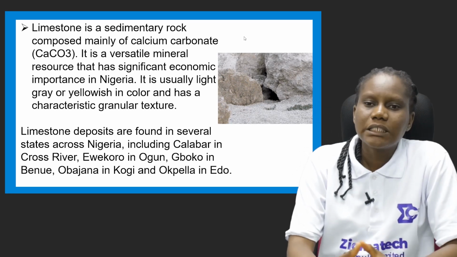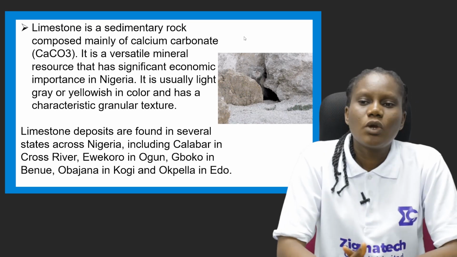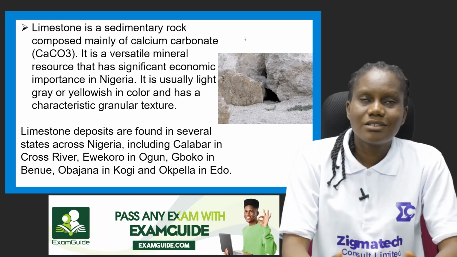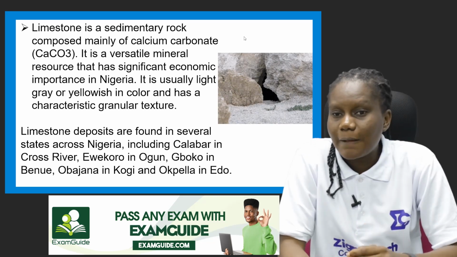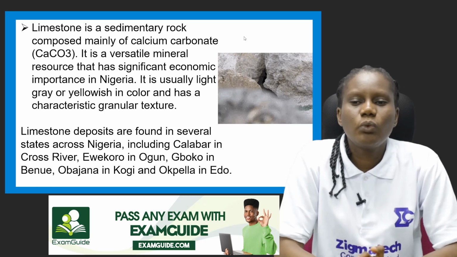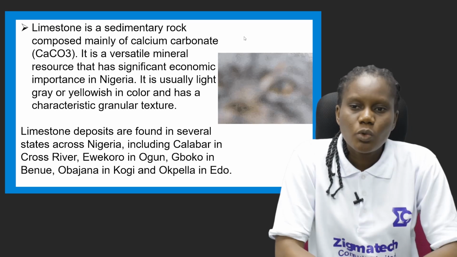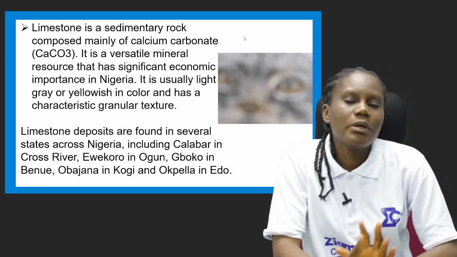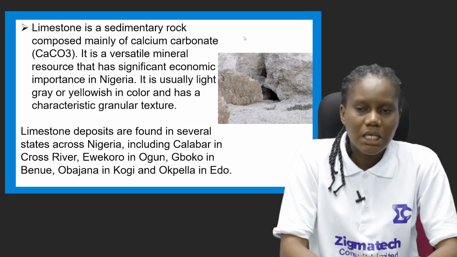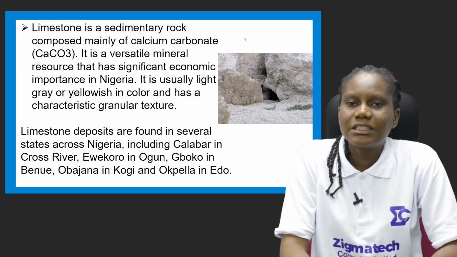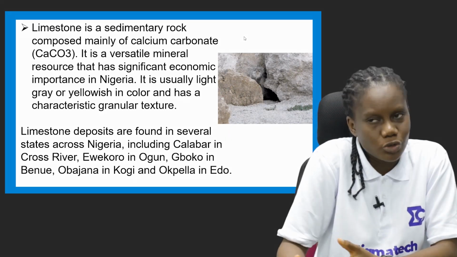So where do we find limestone in Nigeria? Where are they deposited? We're going to look at where we can find them across the states in Nigeria, and their specific locations. We have Calabar in Cross River. We have Ewekoro in Ogun State. We have Boko in Benue, we have Obajana in Kogi, and Okpela in Edo State. So if you get to these various towns or communities in these various states and you ask them to take you to the limestone deposited area, you're going to see them there.